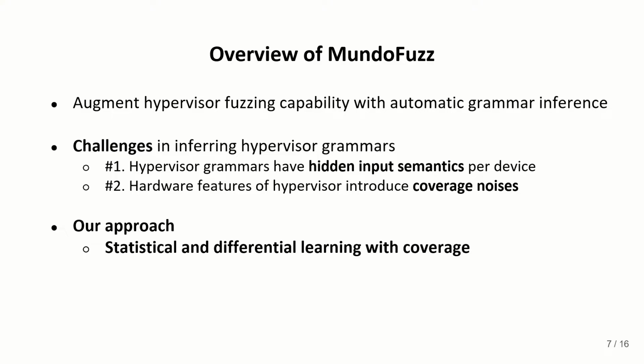MundoFuzz is designed to improve hypervisor fuzzing capability with automatic grammar inference. However, we found two challenges to infer the grammar. These are related to the unique features of the hypervisor. First, the hypervisor grammars have hidden input semantics. Second, the hardware features of the hypervisor introduce coverage noises. So, in order to solve these challenges, we developed an approach called Statistical and Differential learning with coverage.